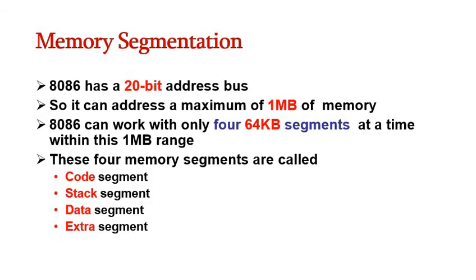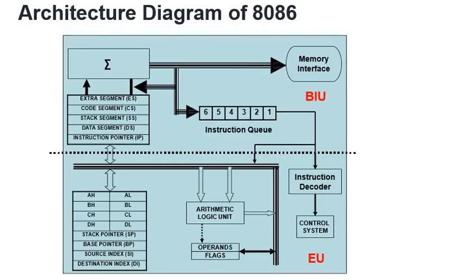So in the architecture we can find 4 segment registers: extra segment register, code segment register, stack segment register, data segment register. Whatever address is available for those particular segments will be stored in these 4 registers. The segment registers have the capacity of 16 bits. So in order to access the memory, it requires a 20-bit address.